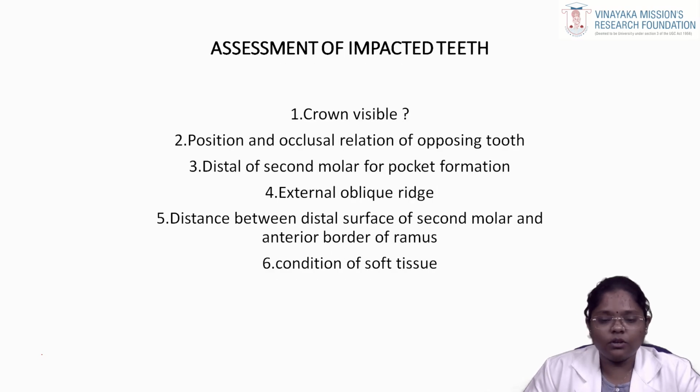Assessment of the impacted tooth: is the crown visible or not, and the position and occlusal relationship of the opposing tooth. Distal of the second molar for pocket formation. The external oblique ridge should be assessed, and the distance between the distal surface of the second molar and the anterior border of the ramus. Also, the condition of the soft tissue overlying the impacted tooth, whether it is inflamed or not, whether it has pericoronitis or not, should be assessed.